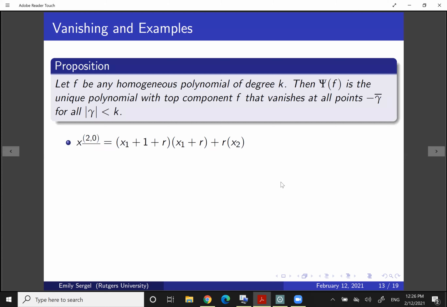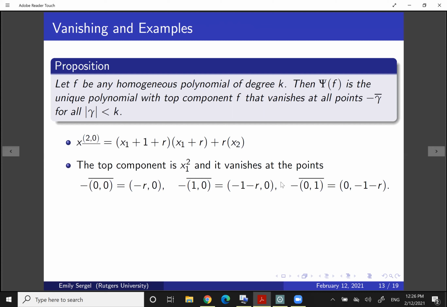So if I tell you that this is a bar monomial, sorry, was there a question? If I tell you that this is a bar monomial, I can check that. I can say, well, look, it has the right top component, which is x1 squared.